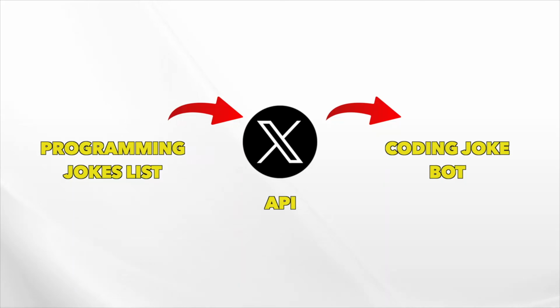The way this is going to work is that we're going to have a code file with a list of programming jokes. And then we're going to use the Twitter API to automatically, in a certain interval, whatever you define, post these programming jokes on Twitter on a separate Twitter account that you have created. Now, of course, this is just an example. You could make any kind of Twitter bot using this same code.